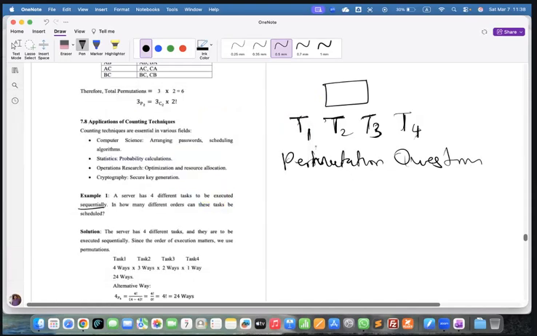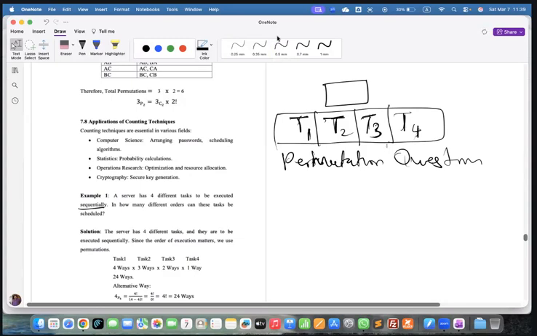Now, what are they telling? So now we can find the permutation. In permutation, which type of permutation? Whether with repetition or without repetition? Without repetition, because here we have 4 different tasks. We cannot duplicate the task again. Repetition means the same task occurred more than one time. That is the meaning of that.